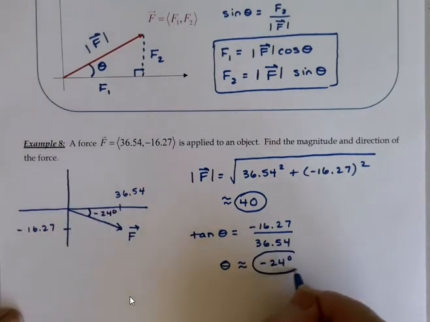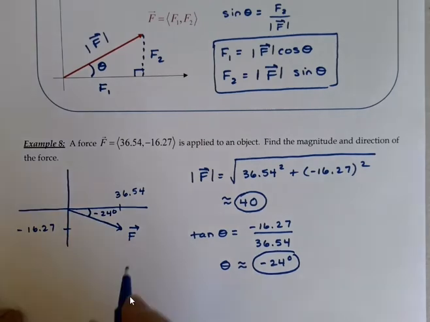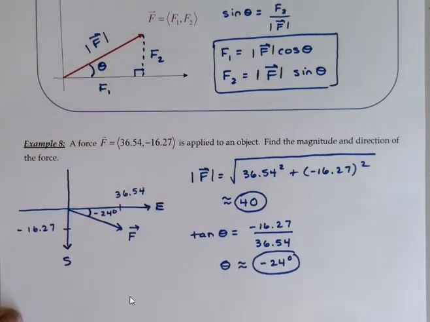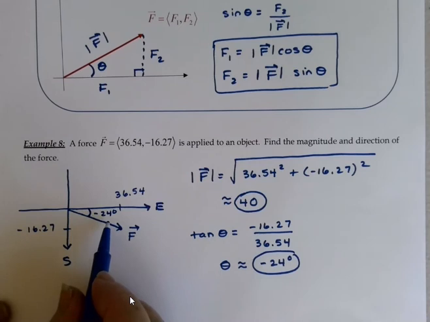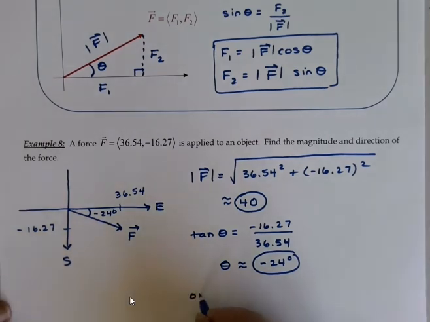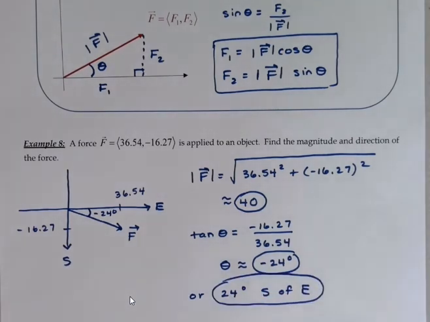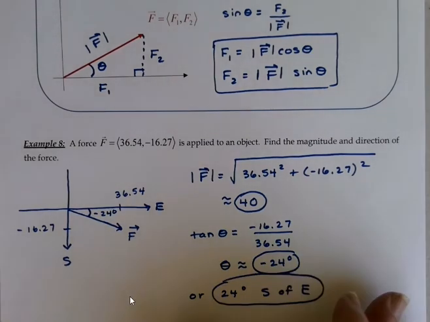So I could leave it like that. Or if I wanted to, this would be south and this would be east. So I could also say 24 degrees south of east to describe direction on that force. All right, we'll look at a couple more examples.